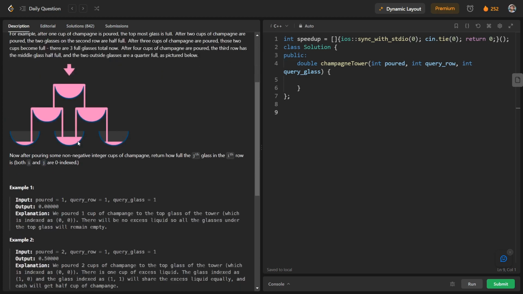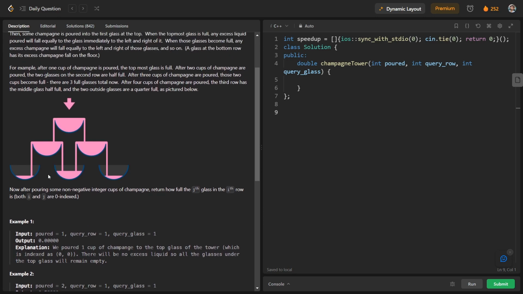Okay, so further what they have asked us, now after pouring some non-negative integer cups of champagne, return how full the jth glass in the ith row is. Okay, so basically we are just going to pour this amount of champagne in the first glass. Okay, and what we have to do, we have to return the amount of champagne which is present in the jth glass of the ith row. Okay, so we have to return this.